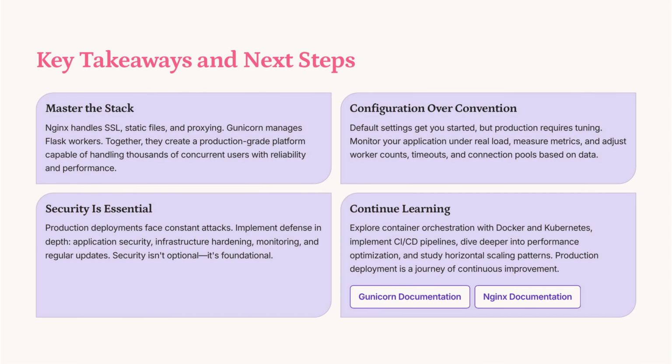Nginx and Gunicorn form a robust stack for handling SSL, static files, and proxying, ensuring reliability for thousands of users. Default settings are a start, but real-world tuning is crucial. Security is foundational, requiring layered defenses. Continuous learning in container orchestration, continuous integration, continuous deployment, and scaling is vital for ongoing improvement.